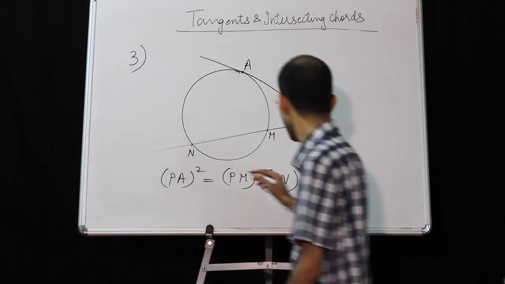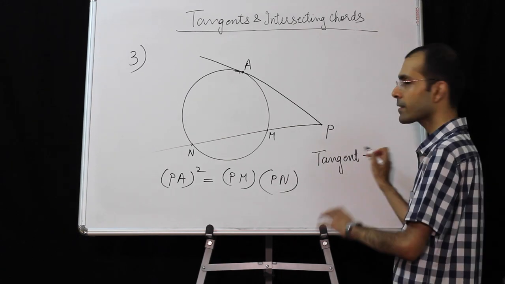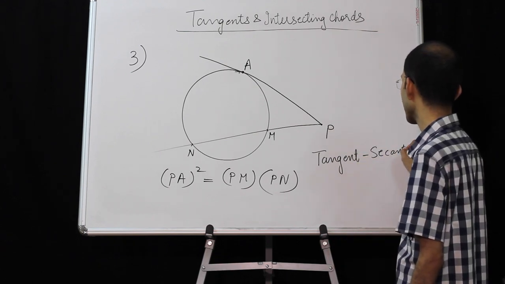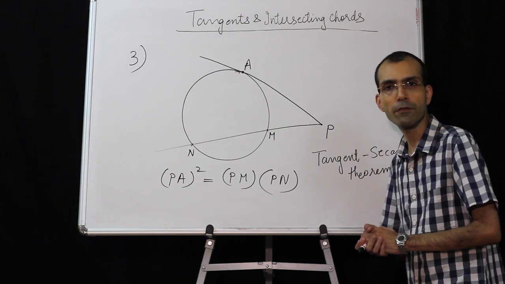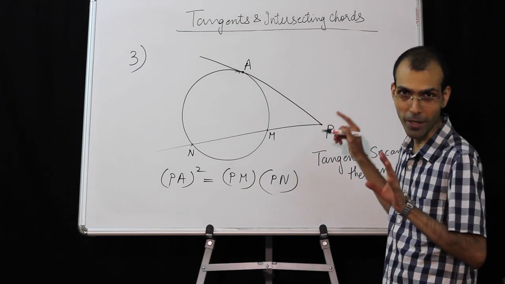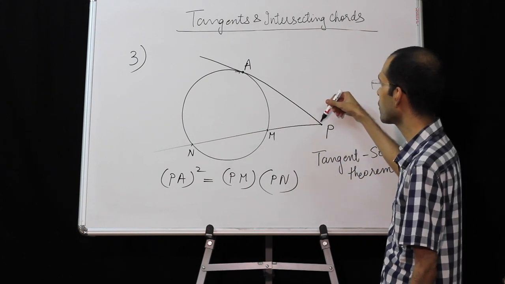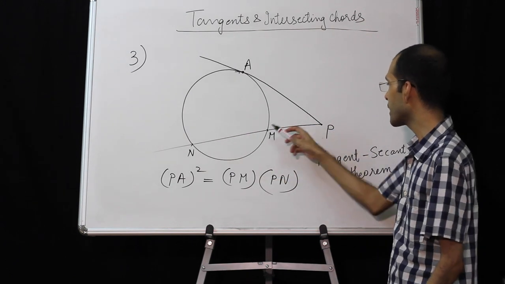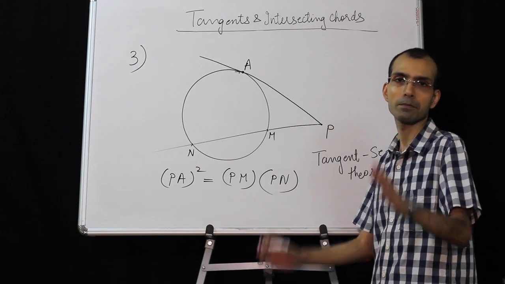This is known as tangent secant theorem. In the exam, this kind of crisp reason you are expected to write. Tangent-secant theorem. So you are comfortable. One tangent, one secant, both originating from the same external point. The theorem says tangent square is equaling out into whole. So in this context, PM into PN is equaling PA square, and this is known as tangent secant theorem.